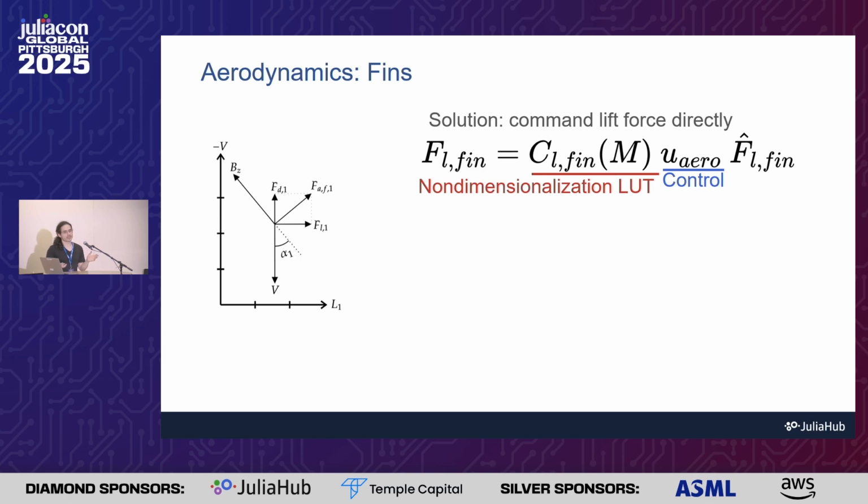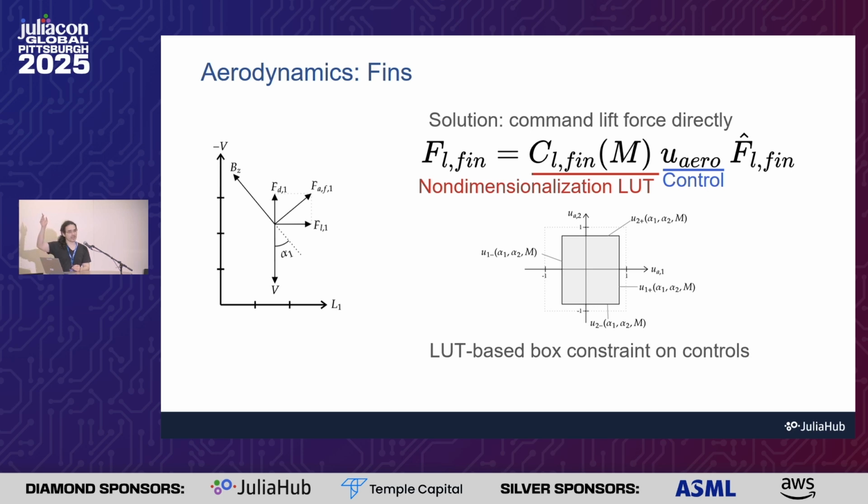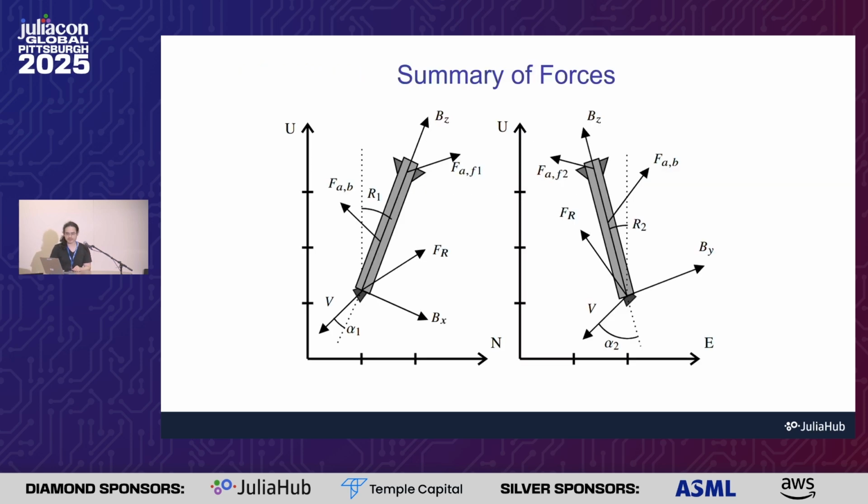The solution that we have is that our control variable is actually lift force directly. What we do is we non-dimensionalize the lift force based on a lookup table as a function of the Mach number, and then multiply our control variable by that. We then apply a box constraint on the allowable non-dimensionalized force to enforce what is dynamically achievable by the fins, to create a nice convex volume within which the fin actuation is feasible. We then calculate the induced drag coming off of the fins producing this using a lookup table drag polar. So that's the overall model.